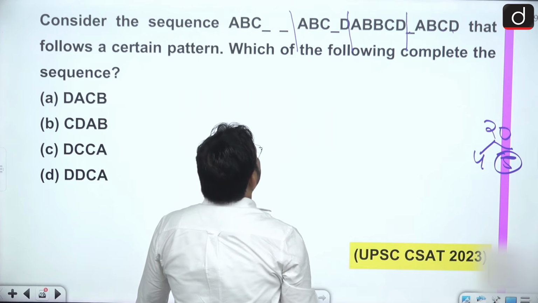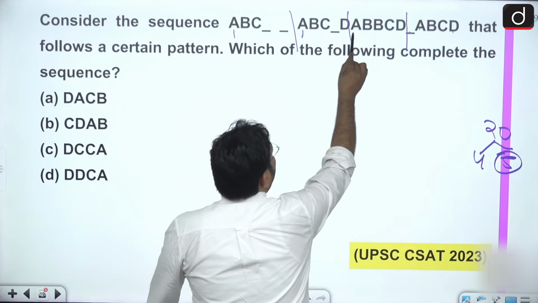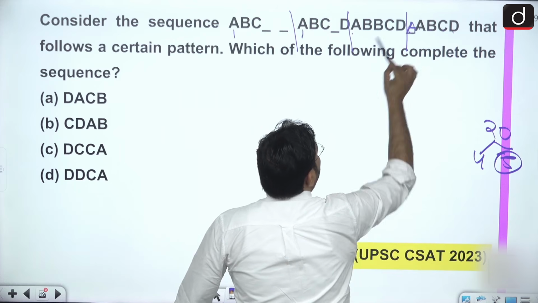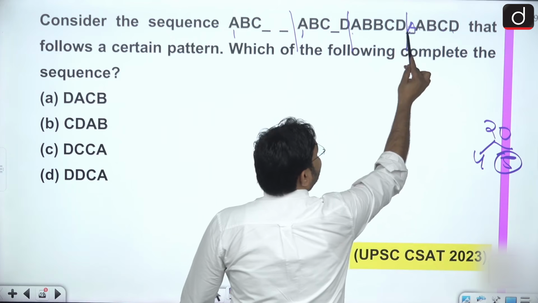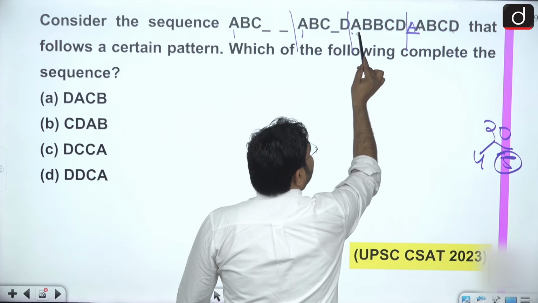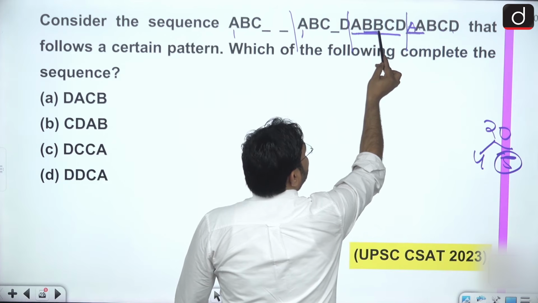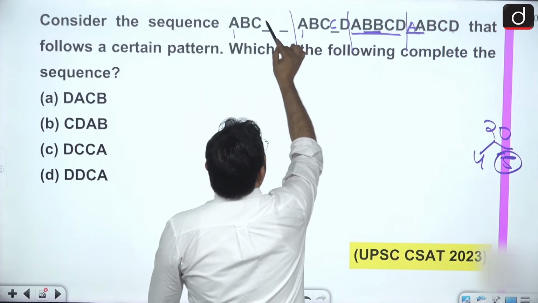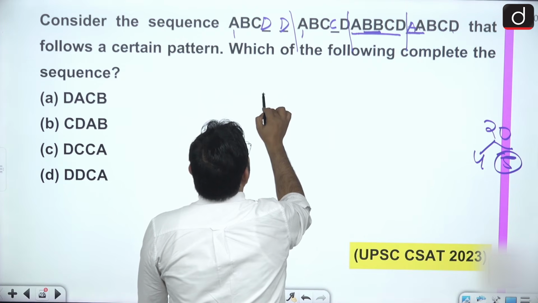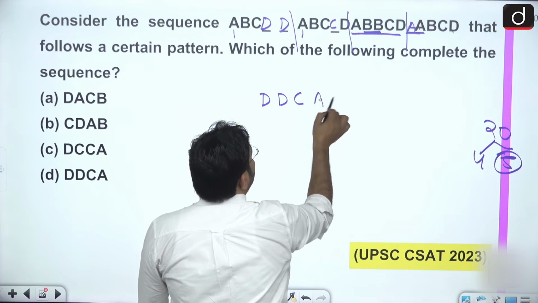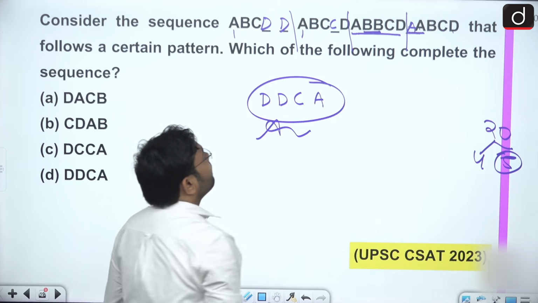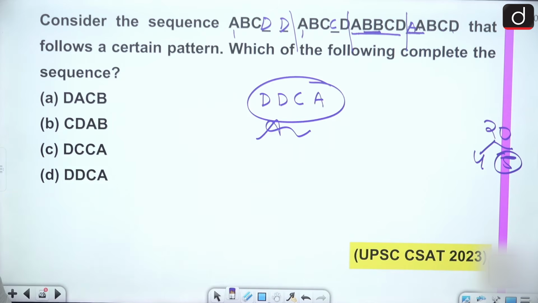The first letter is A here, and this also has a pattern. This is A, B, C, D, then A, B, C, D, repeating, with A, then repeating again. So your answer should be D, D, C, A. Option? Got it?